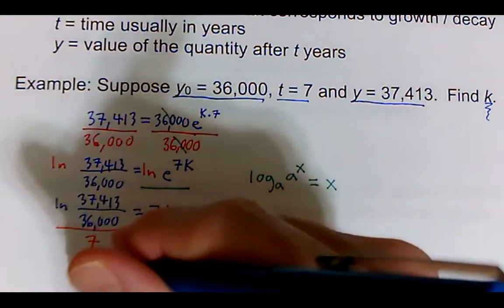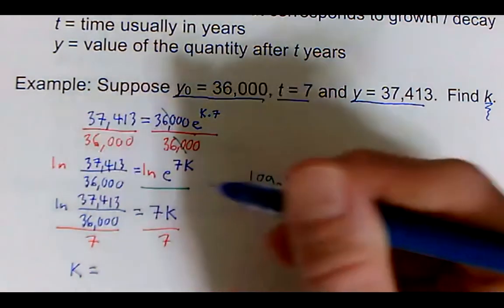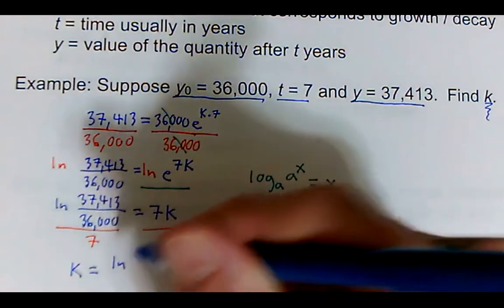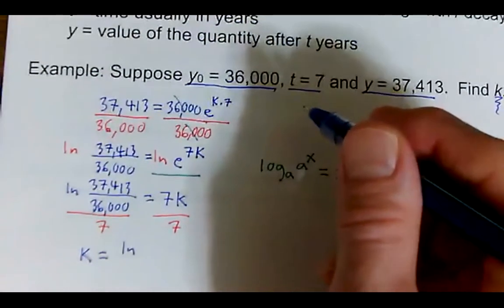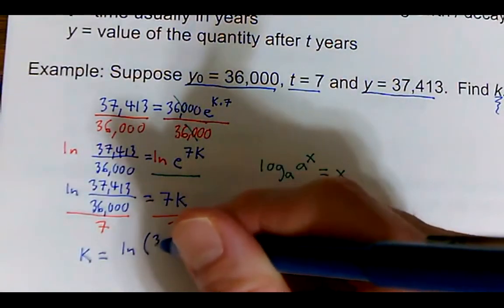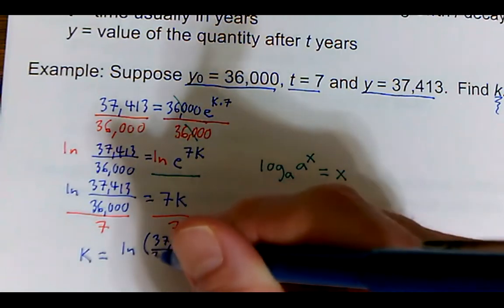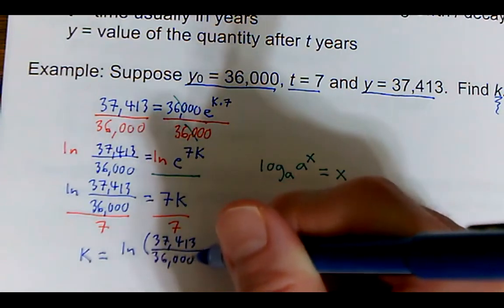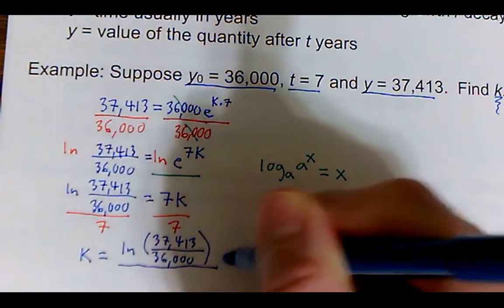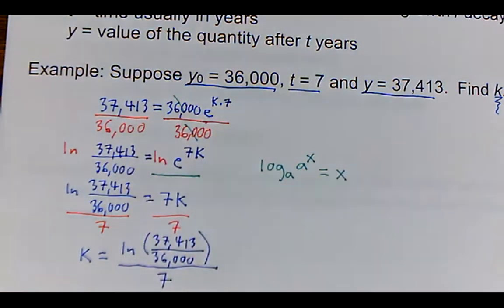Let me just reverse the two sides here so that we're figuring out that the value of k is the natural log. Maybe it'd be useful to put the 37,413 over 36,000 over 7. And that's the calculation that I've got to do. Now, let's talk about doing that on the calculator.